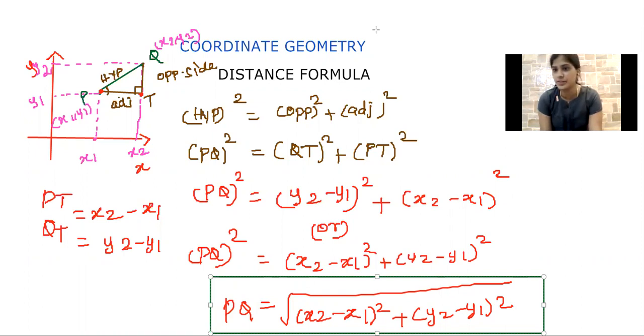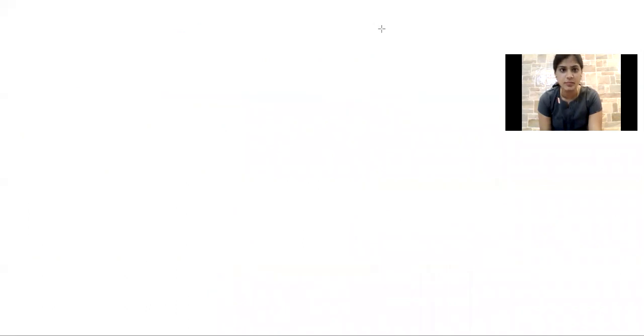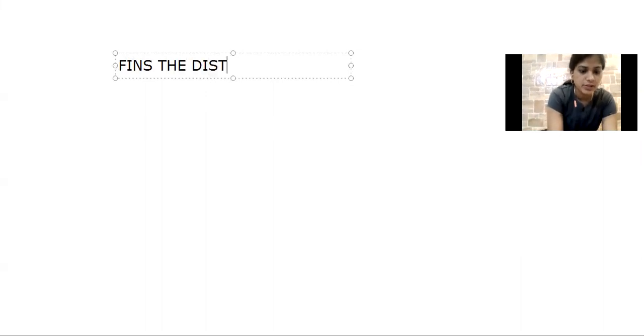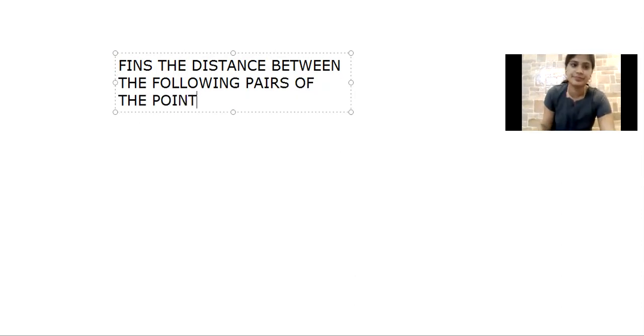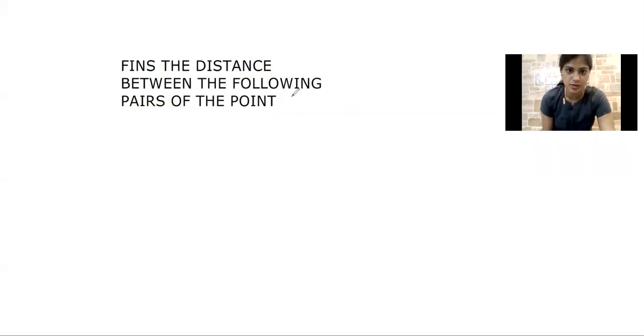So now I'm going to use this formula for solving a problem from NCERT. Let me clear the window. If you want to take a screenshot, you can take it. So the question is, find the distance between the following pairs of points. Those are 2, 3 and 4, 1.